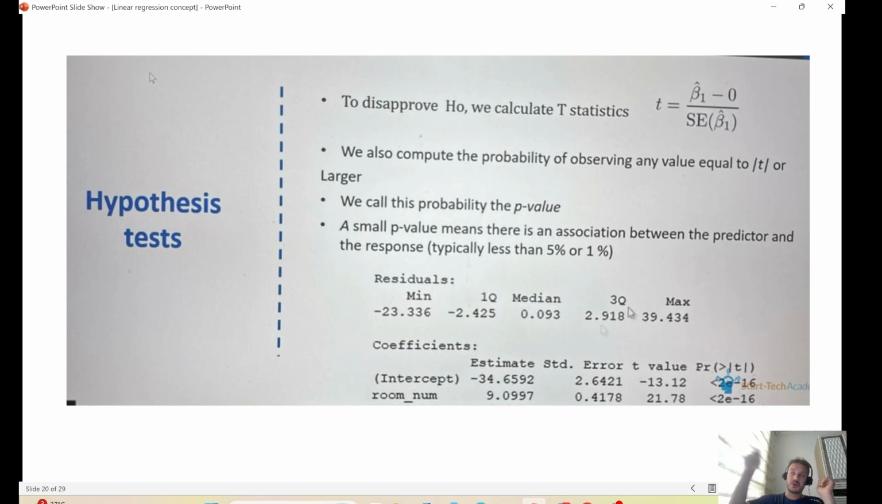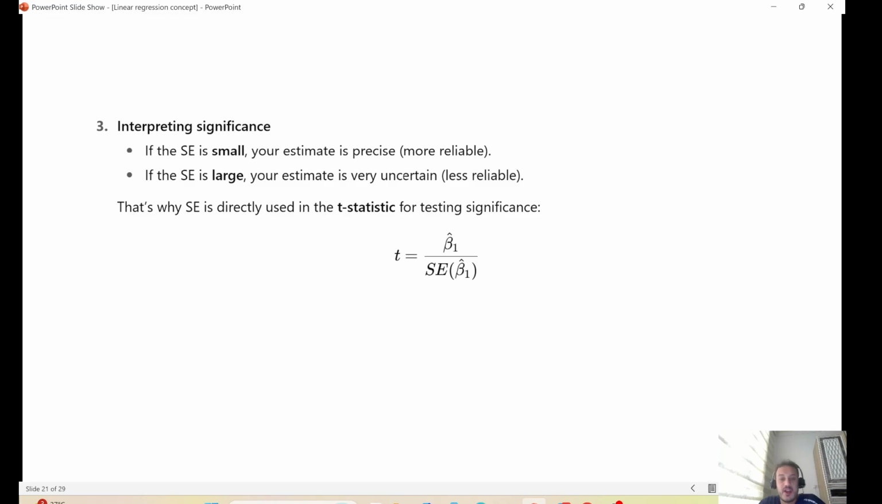If beta 1 equals 0, that means your input and output data have no relationship. That's why you go for the t-test. If you have a large t, that means there is a relationship between them. If you have a large beta, you have a large t, and a large beta means there is a relationship. If you have a small beta, we'll describe that in a minute. If you have a small standard error, your estimate is more precise and more reliable.